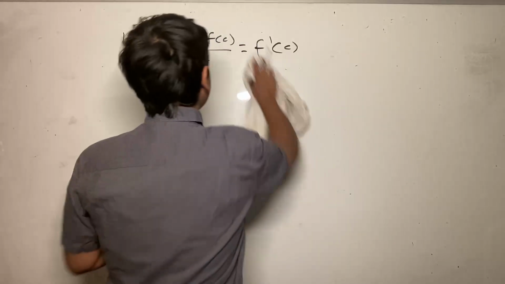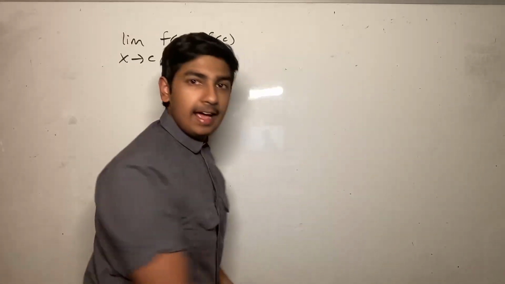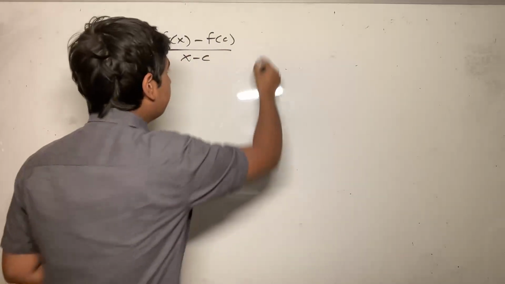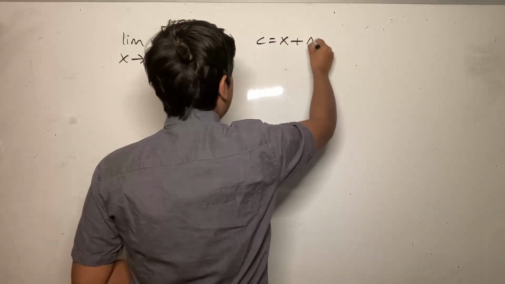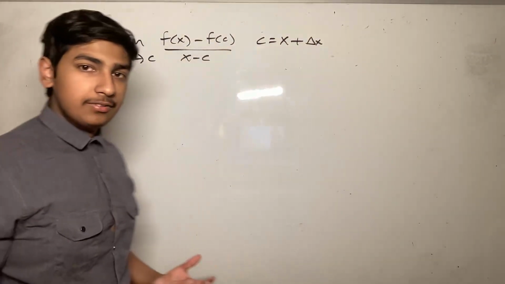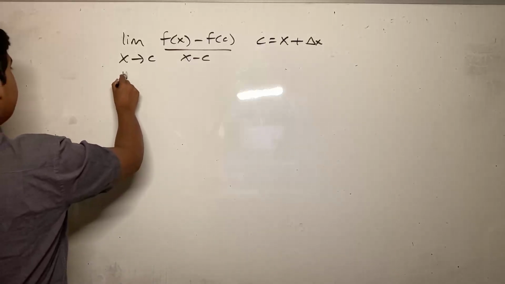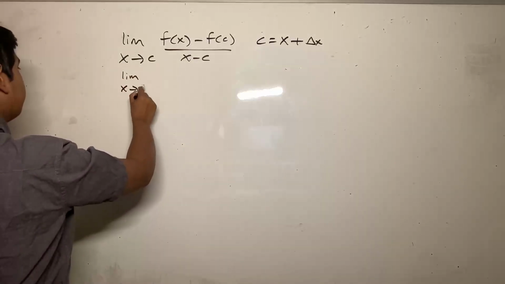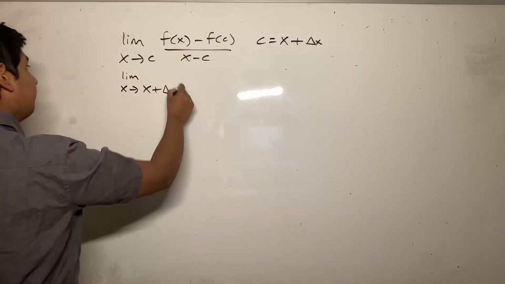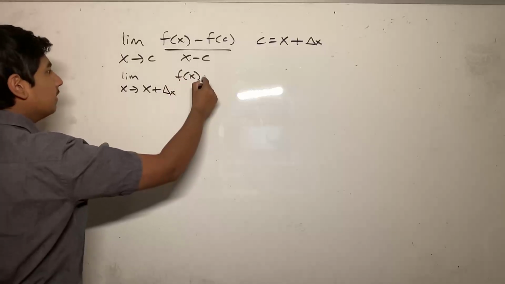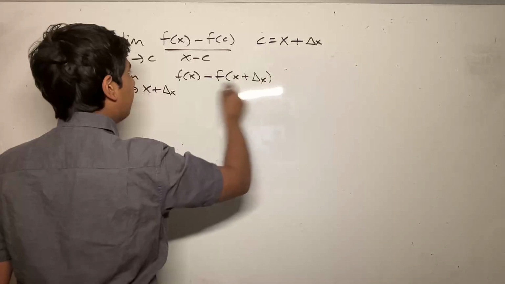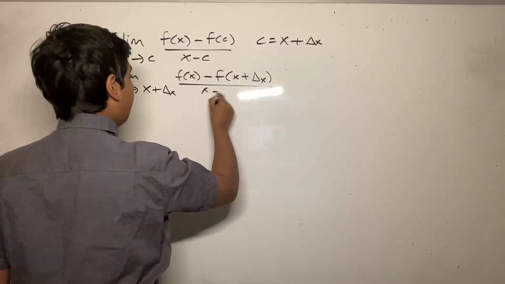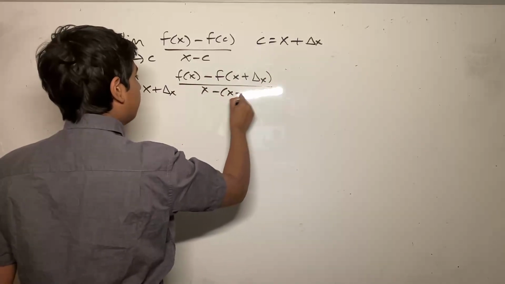If we look at this here, let's say that I set c equal to x plus delta x. Then I'll have the limit as x approaches x plus delta x of f of x minus f of x plus delta x, and then that all over x minus x plus delta x.